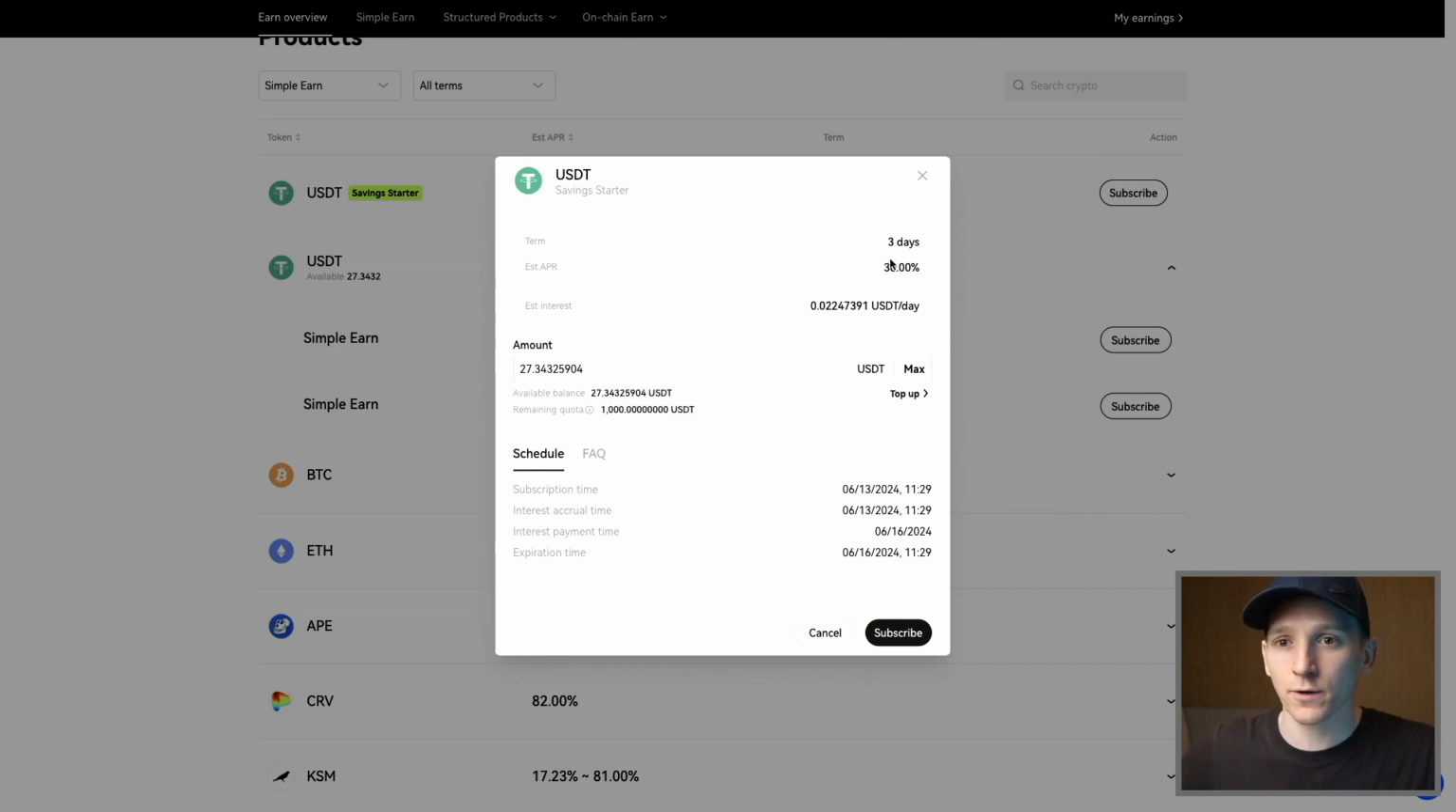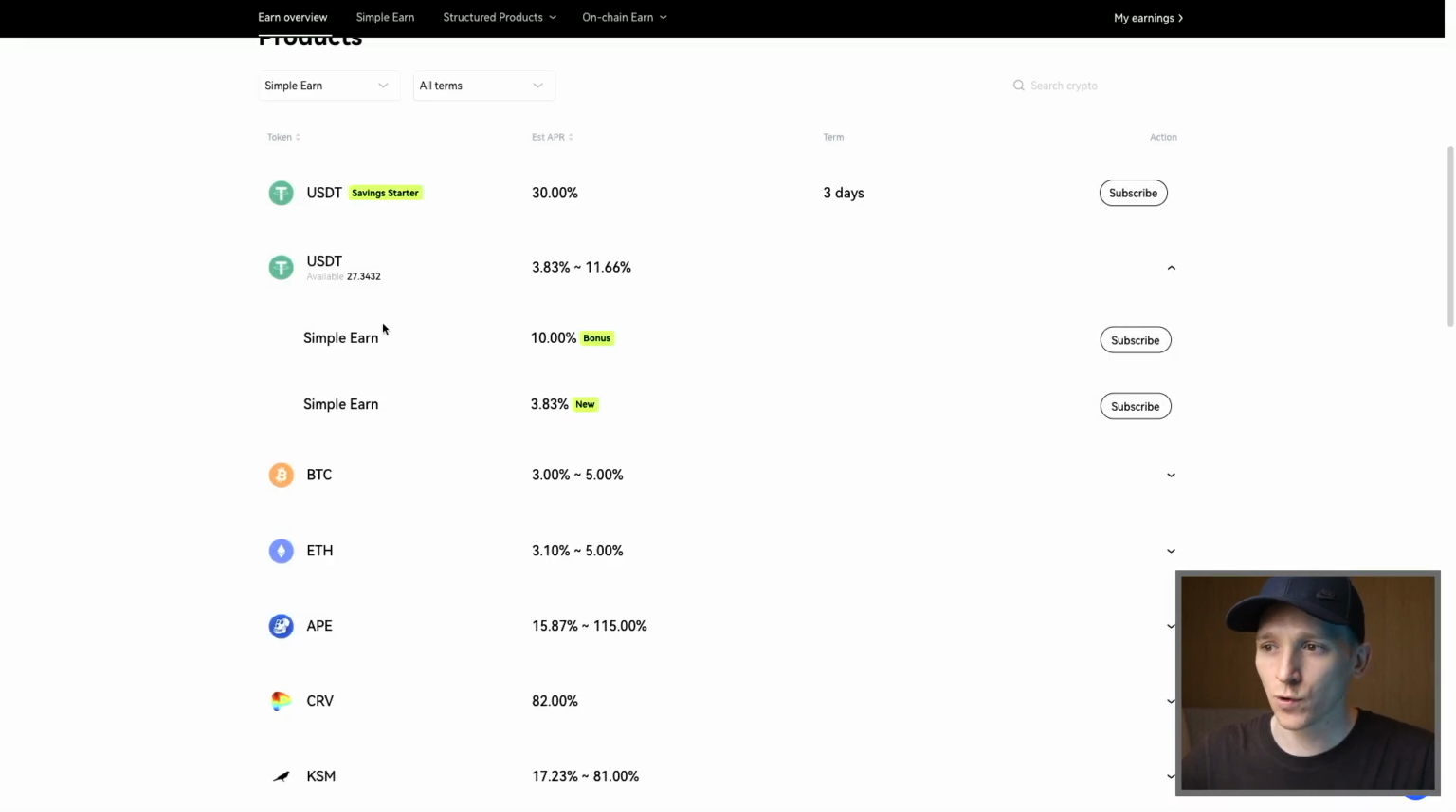30% is a yearly rate. You're only getting that for 3 days. So you can put an amount in here. You can see the subscription time and the expiry would be 3 days after that. You can subscribe and the money comes out into your account plus the interest of those 3 days. That's an introductory thing. Usually though, you can see the options here, Simple Earn, 10% and 3.83%.